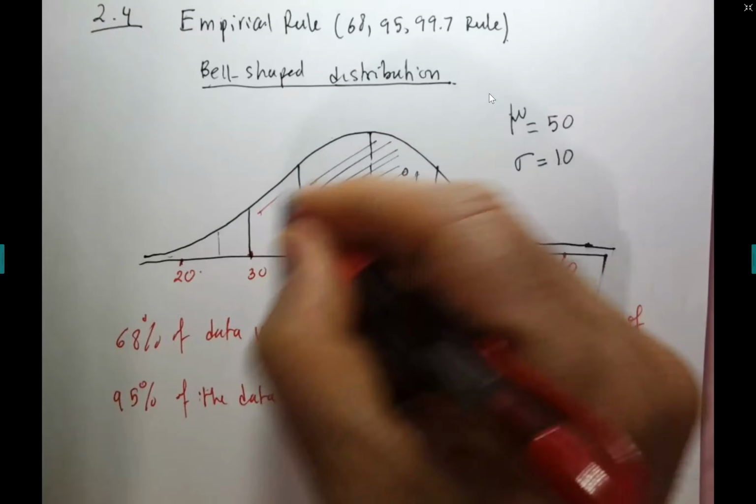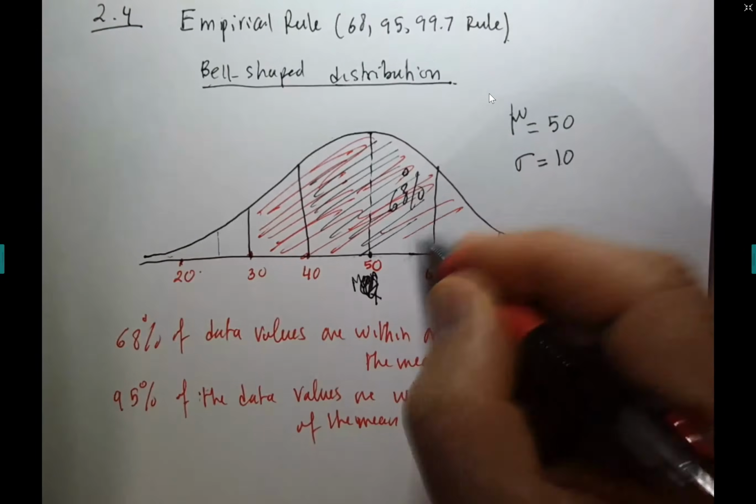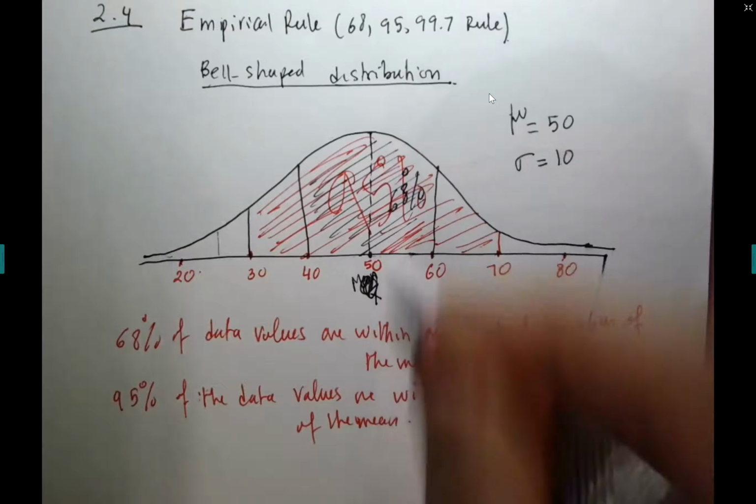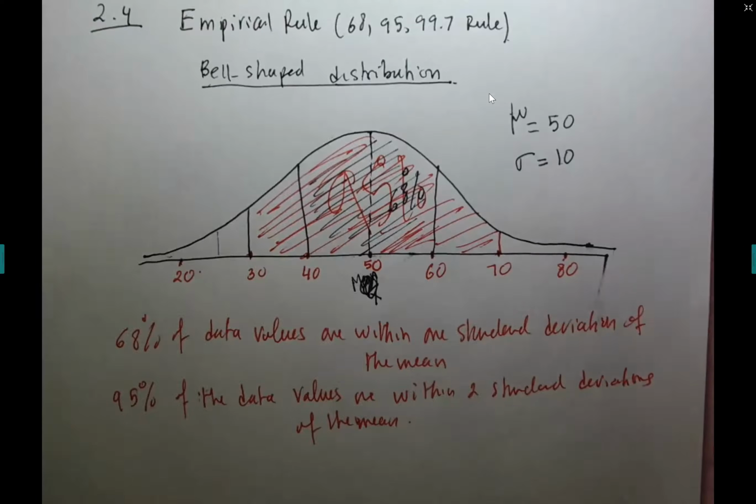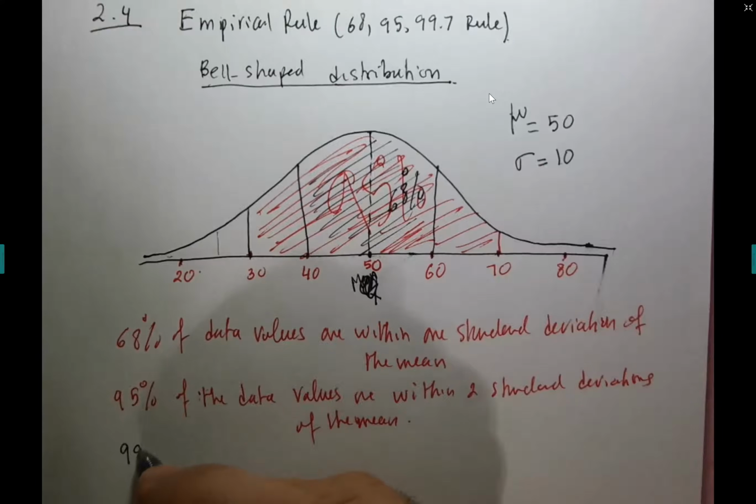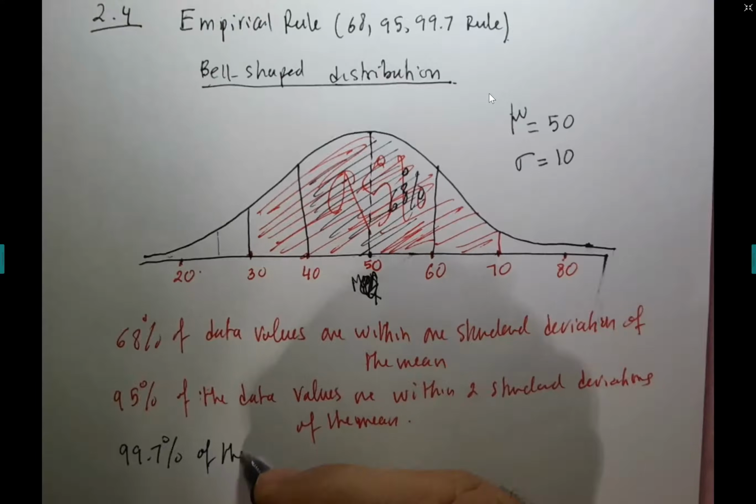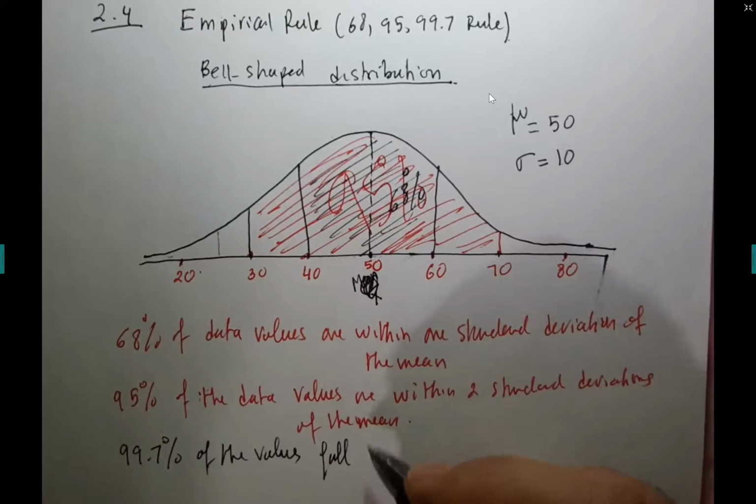And if I shade all of this area, guys, that turns out to be 95% of the data values. Almost, it captures most of the data set. So that's 95%. Now the last conclusion, guys, that's why we call it the 68, 95, 99.7. Statisticians notice that 99.7% of the values fall within three standard deviations of the mean, almost all of them.